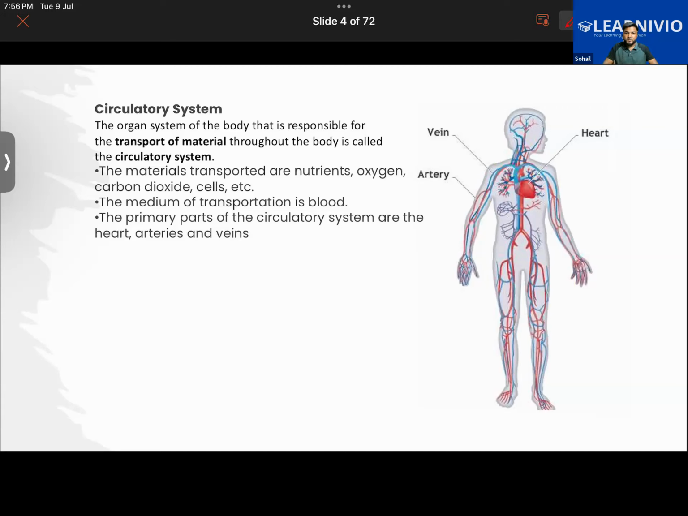Yes, Fatima. Sir, are the blue lines veins, or is it deoxygenated blood? See, the blue ones carry deoxygenated blood. They carry carbon dioxide rich blood. The red ones are arteries. We're going to talk about that as well, like which one carries oxygen, which one carries carbon dioxide, which one is thicker. All that we'll be learning.